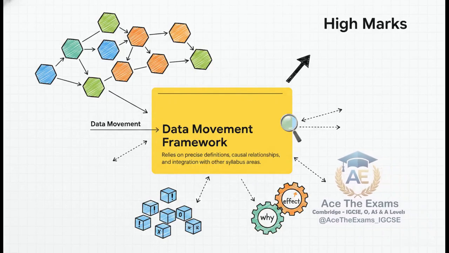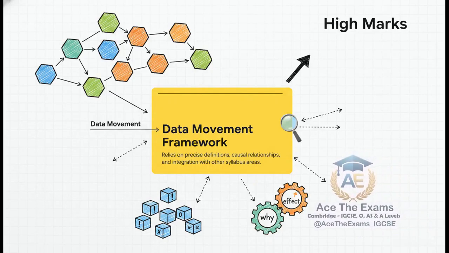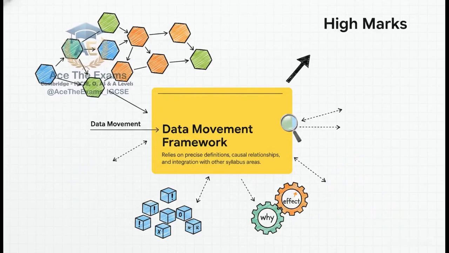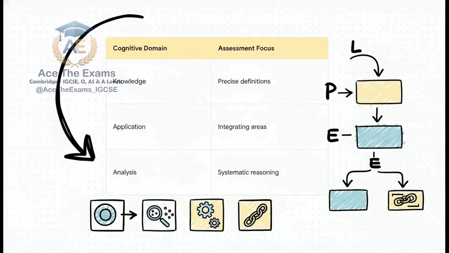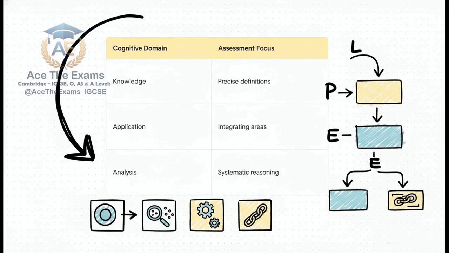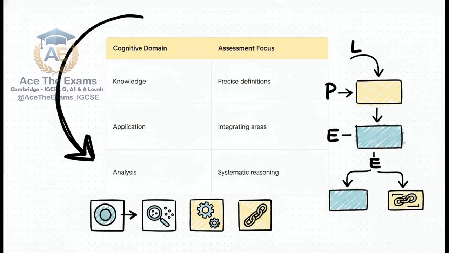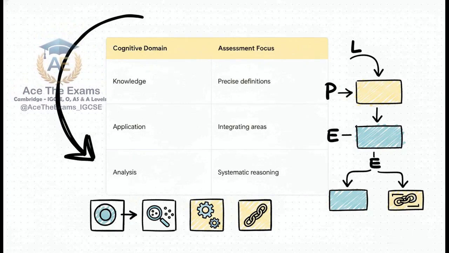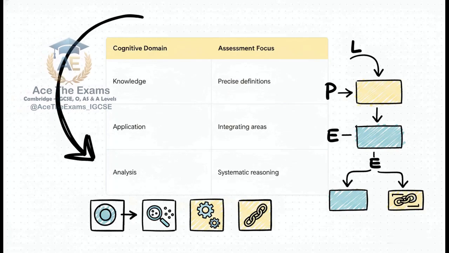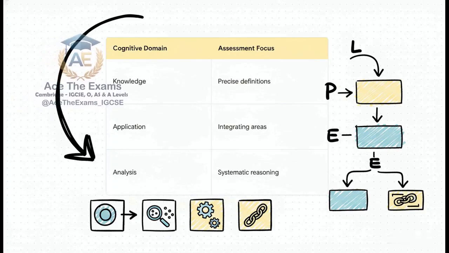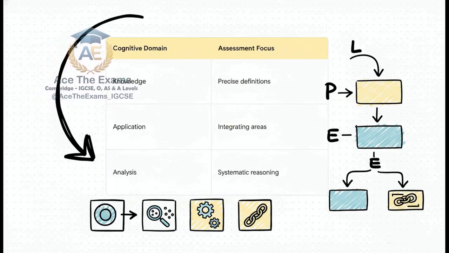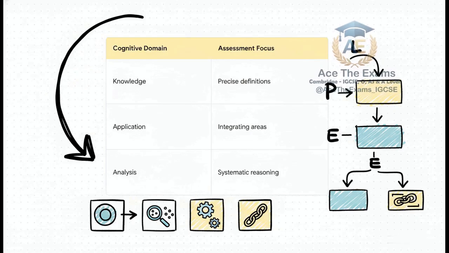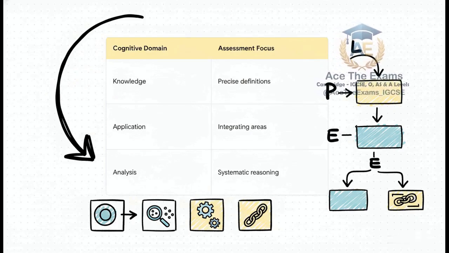Remember Alex? When Alex just listed facts, he completely missed the causal relationships. He didn't show the examiner exactly why data moving from point A to point B mattered to the rest of the system. And this brilliantly illustrates the 3 distinct cognitive domains examiners use to test your mastery of the subject: knowledge and understanding, application, and analysis. To nail all 3 of these, top students use what we call the PEEL framework: point, evidence, explanation, and link. So you make your point using precise definitions for knowledge. You provide evidence and explanation through systematic reasoning for analysis, and then you link it back to the scenario for application. Honestly, if your answer doesn't have all 4 parts of PEEL, you are leaving marks behind.